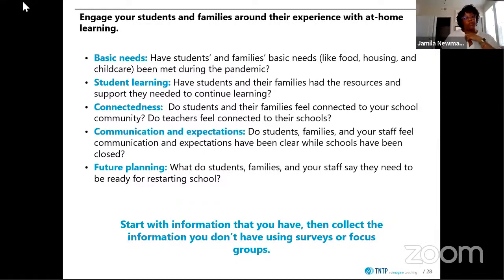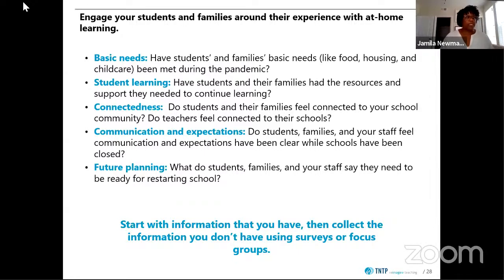And so if you're able to get in front of that and support families in whatever way you can, having that knowledge on the forefront is really important. In terms of student learning, really assessing and understanding, have students and their families had the resources and support they needed to continue learning? So did they have the novels, as Liz may have mentioned, at home, the decodables for our K through 2 students? Did they have the technology and the guidance for how to use the technology that they needed to be able to engage in both in-person or at-home learning?